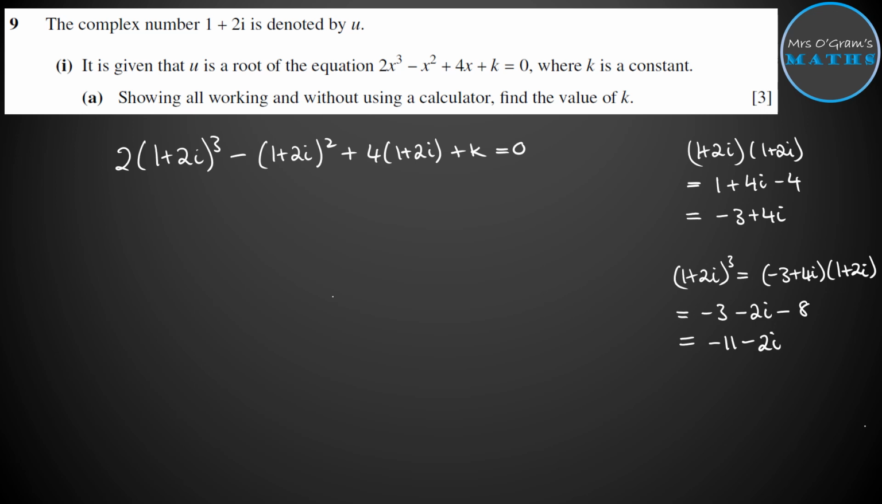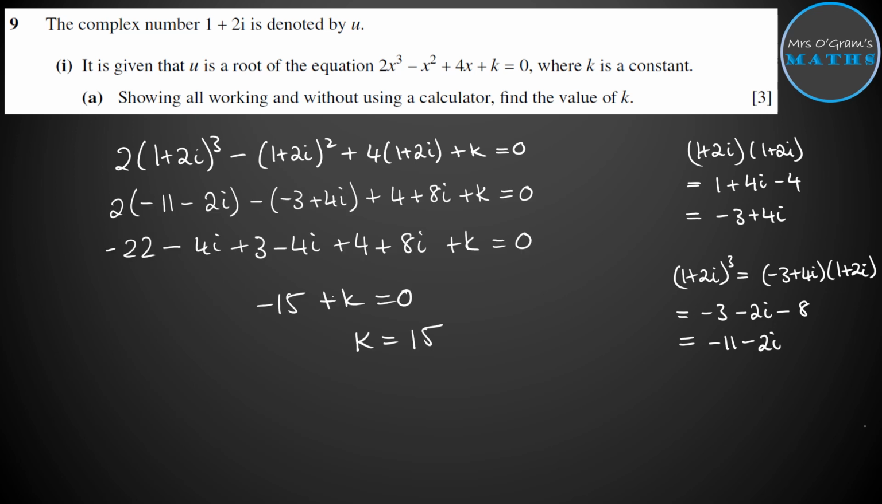Now on the right hand side, I've just worked through what (1 plus 2i) squared is and what (1 plus 2i) cubed is, so we can substitute those into this equation. We can work that through to find that k is 15. So now we need to find the other two roots, and I've just copied across on the right hand side what we had on the previous slide.